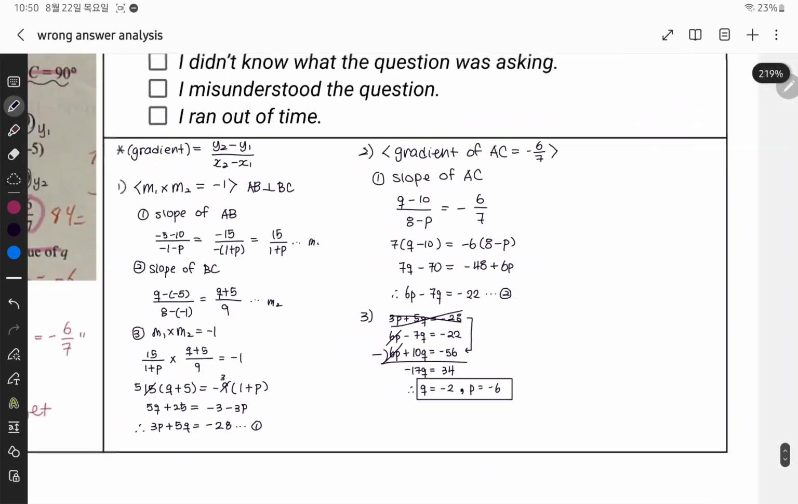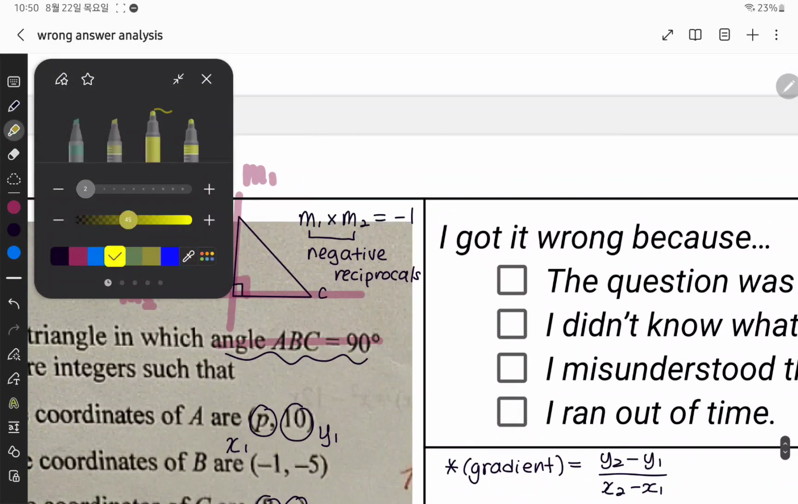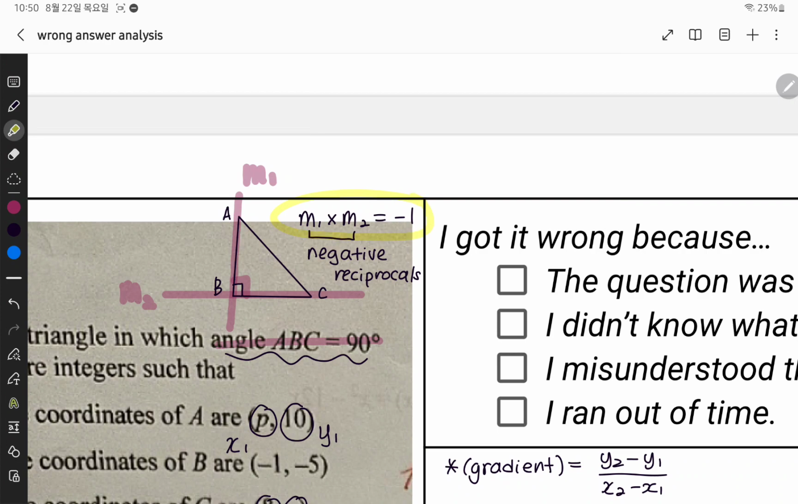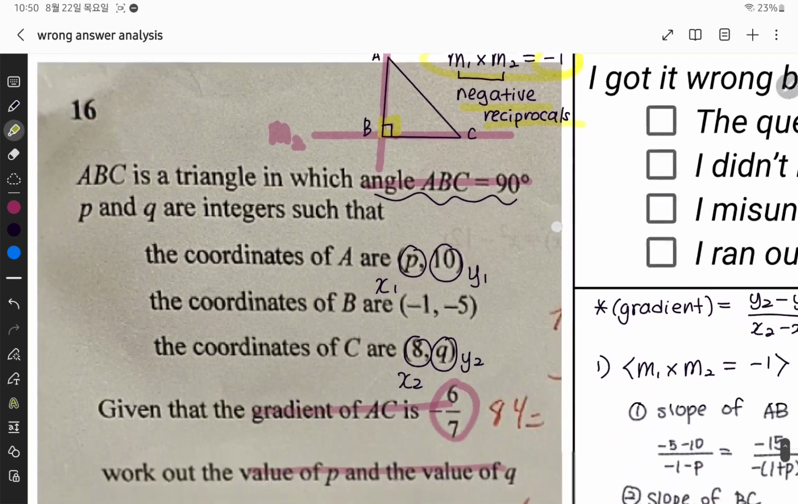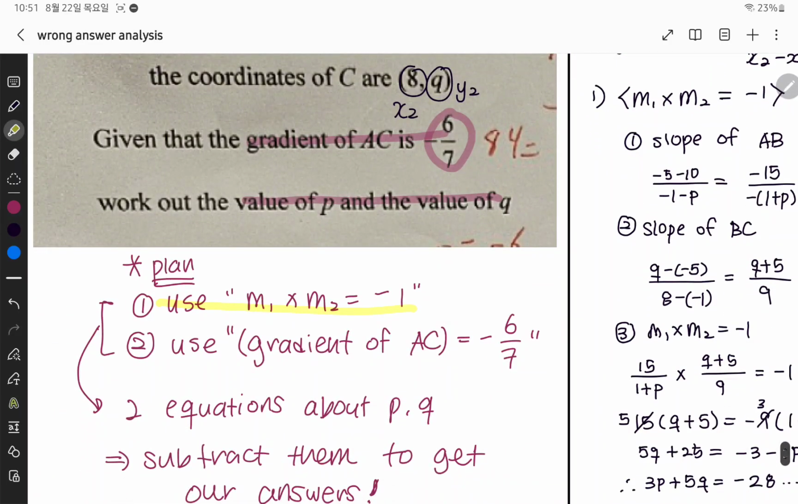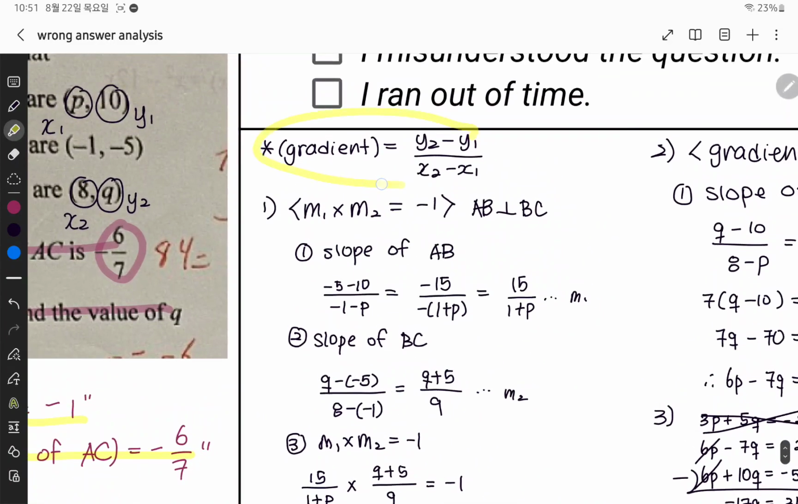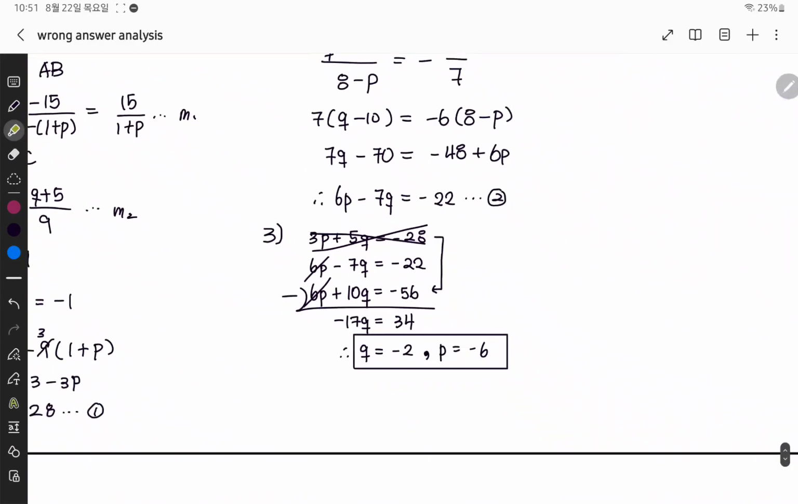So the key takeaway of this problem was understanding that when two lines are perpendicular, their gradients are negative reciprocals, which means that when you multiply them, you get minus 1. So you are supposed to use that information to create one equation about P and Q, and then the other one using the gradient of AC, with the same gradient formula. And then you multiply and subtract them in order to get the individual values of P and Q.